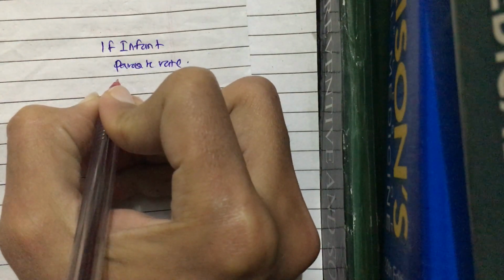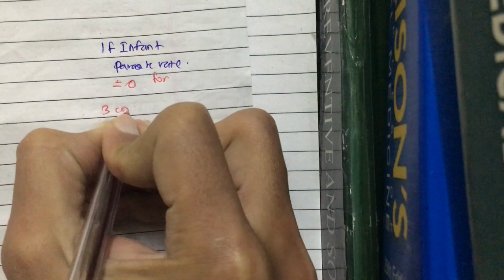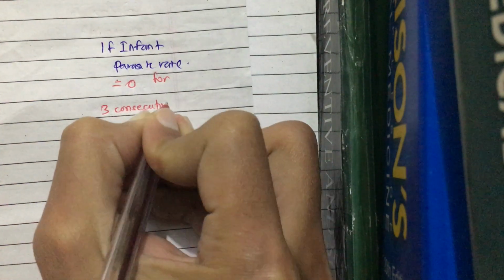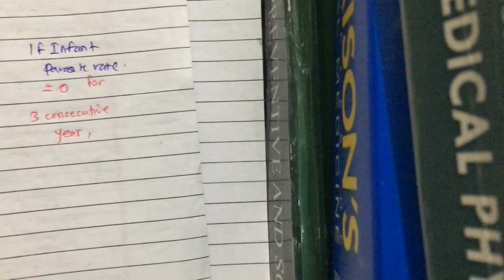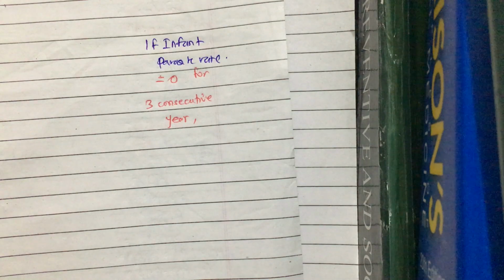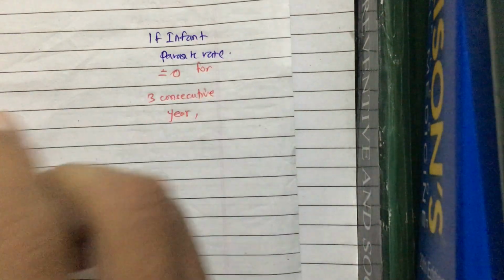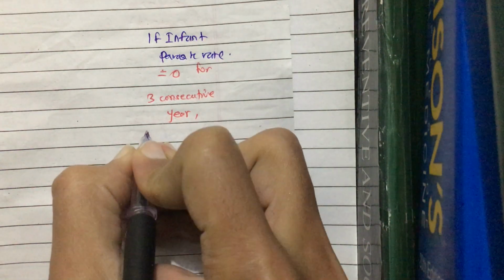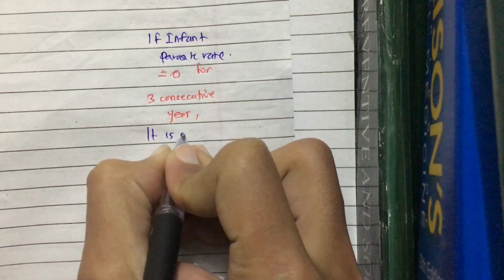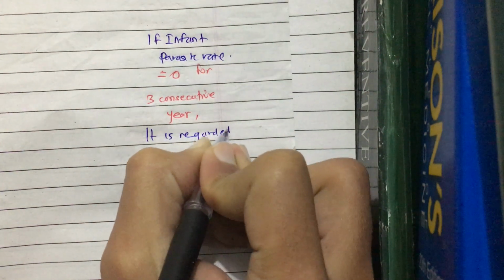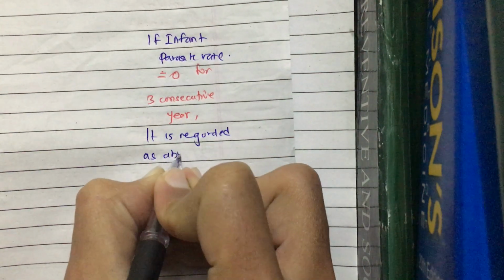is equal to 0 for 3 consecutive years, it simply suggests that there has been no transmission of malaria. What it suggests is that there has been no transmission of malaria, so it is regarded as absence of malaria transmission.